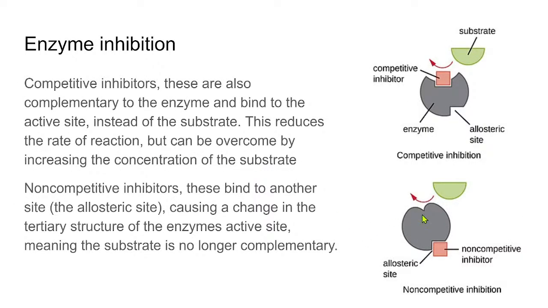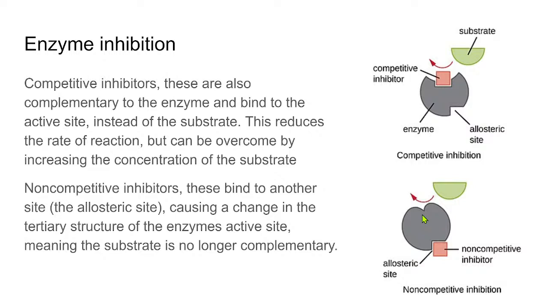So enzyme inhibition, this is the last bit about enzymes. You've got two types. Competitive inhibitors will bind to the active site of the enzyme instead of the substrate, forming your inhibitor enzyme complex. This will reduce the rate of reaction, but can be overcome by increasing the concentration of the substrate.